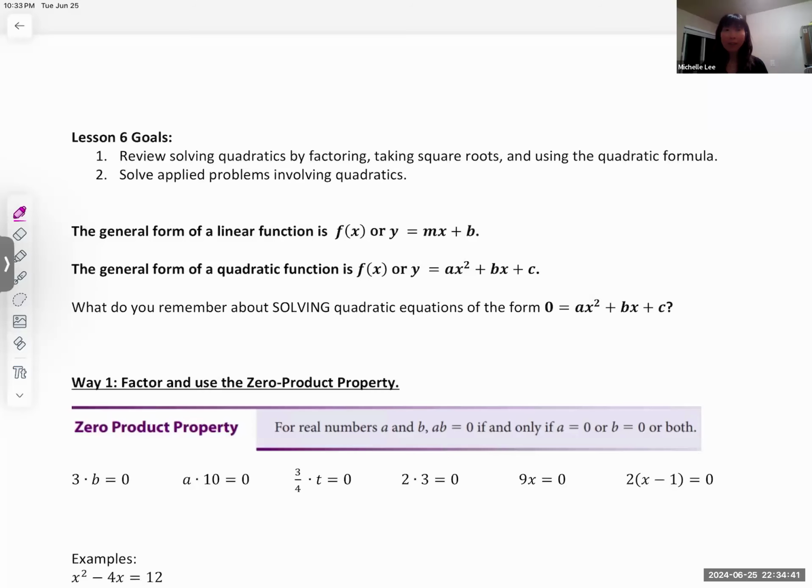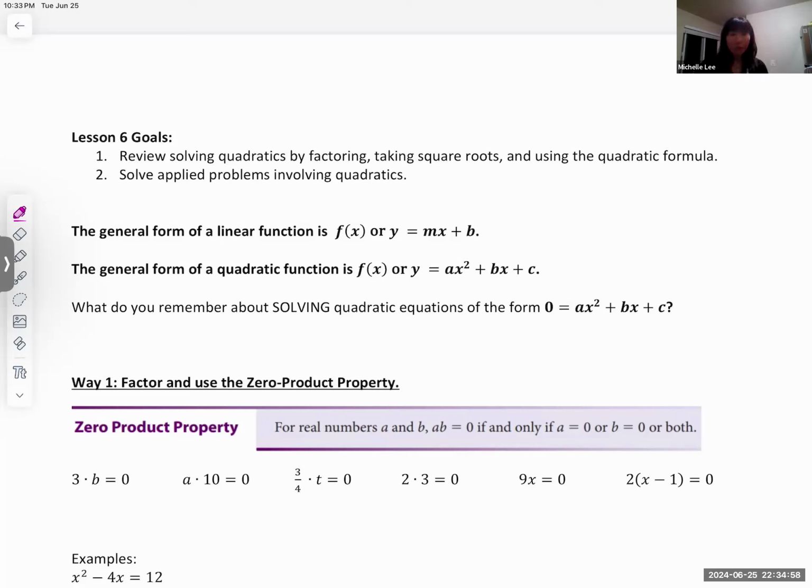Hello everyone, this is lesson 6. The lesson 6 goals are to review solving quadratics by factoring, taking square roots, and using the quadratic formula.